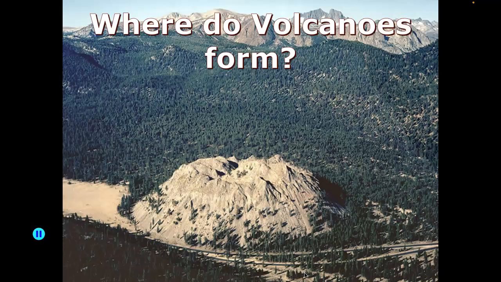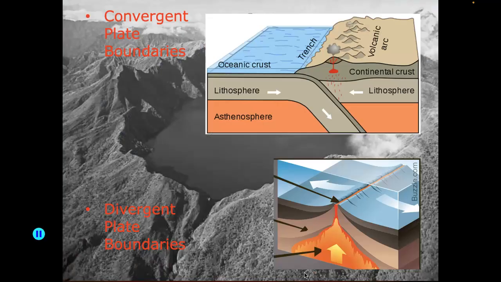Okay, and then where do volcanoes form? You do not need to write anything for this slide or this one. It's just a review. They can occur at convergent and divergent plate boundaries. Convergent means we have two plates coming together. One subducts underneath the other one. Remember that our oceanic crust is more dense than continental, so it goes underneath the continental crust.